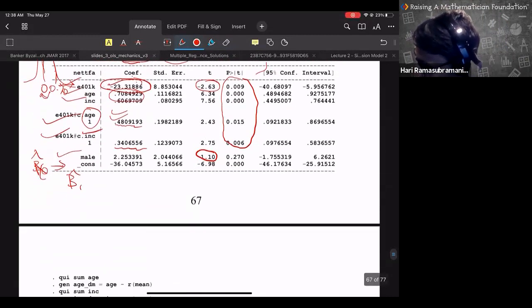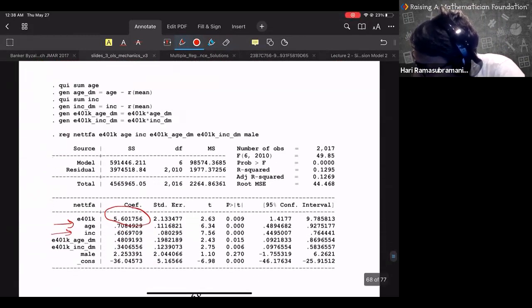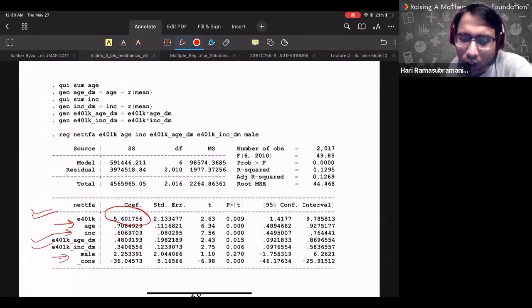See, age and income are exactly the same. What changes is this. Male is also not changed. It is also the same. And now this makes sense. Now what you are saying is that, holding the age and income at the mean values, people who participate in the 401k, or the investment program, or save money, their net financial wealth will increase.